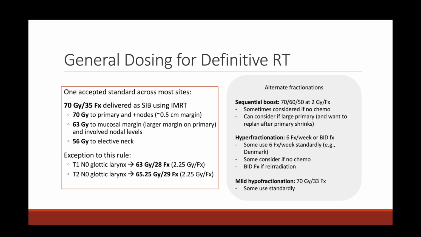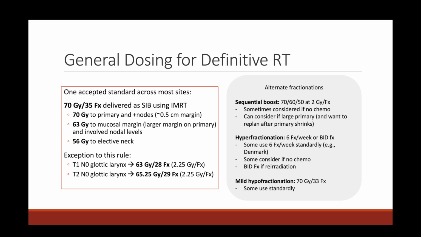Circling back then to the general dosing that we use for definitive radiation. For most disease sites in head and neck cancer, 70 gray in 35 fractions is a standard approach. Oftentimes we deliver this as a simultaneous integrated boost, and we have 3 different dose levels: a high risk, intermediate risk, and a low risk volume. The biggest exception to this rule is, as we said, early stage cancers of the glottic larynx. T1 to T2 glottic larynx cancers are treated in 28 to 29 fractions at 2.25 gray per fraction.